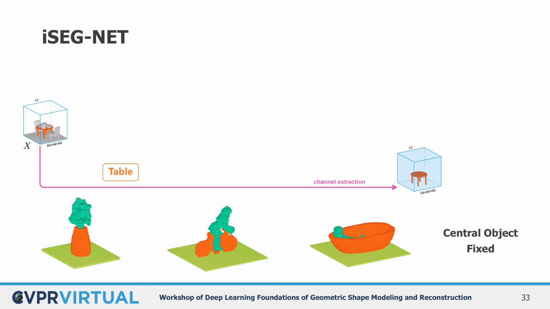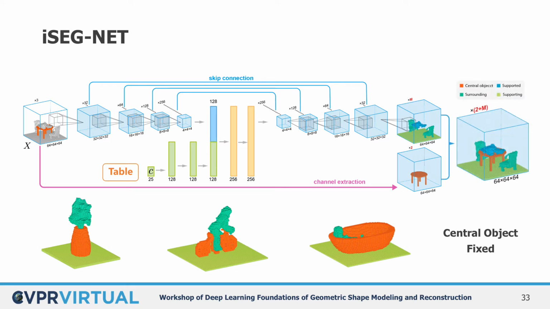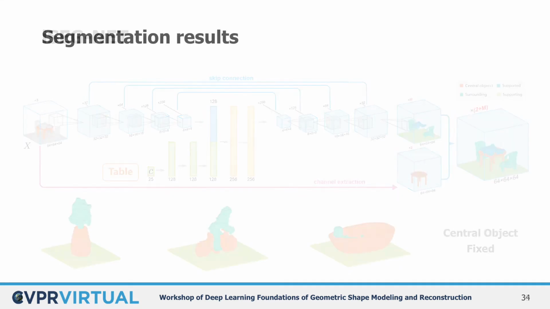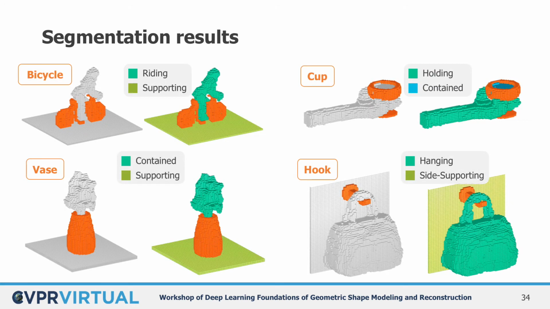Here are some segmentation results. We can see that our network is able to segment objects into groups that have similar interactions with the central object and identify the correct labels for the groups.